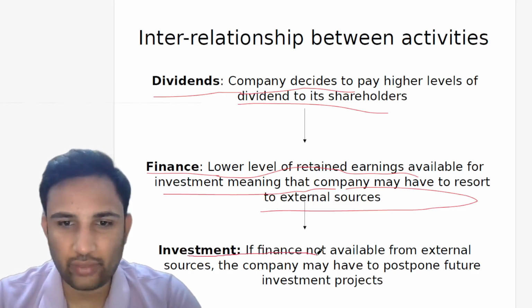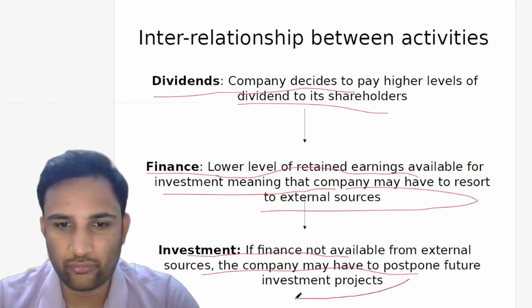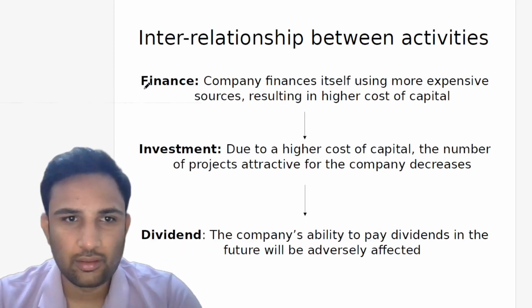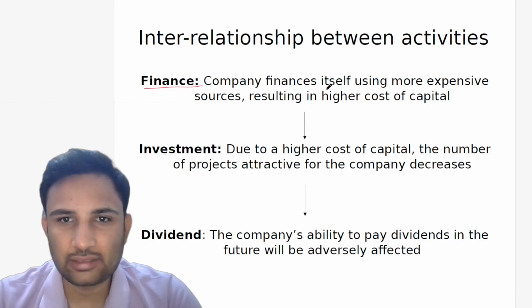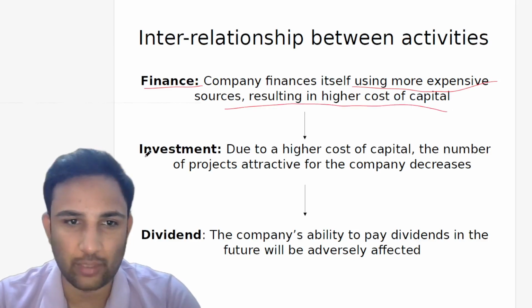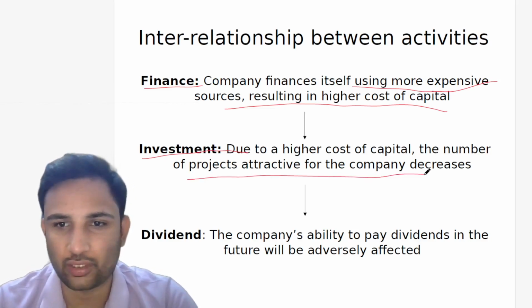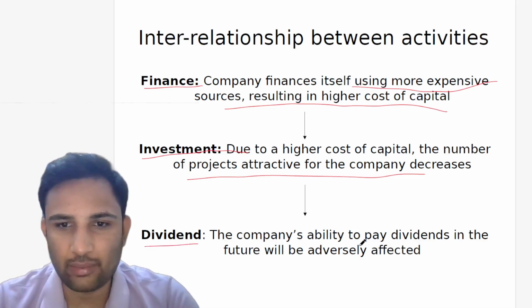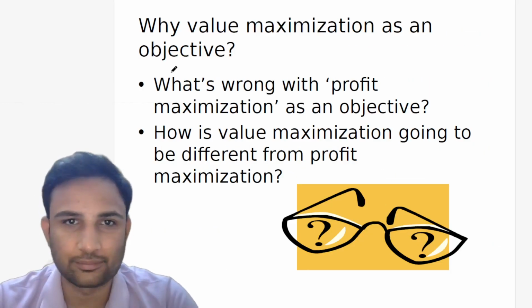On the investment side, if finance is not available from external sources, the company may have to postpone future investment projects. On the finance side, the company finances itself using more expensive sources, resulting in higher cost of capital. On the investment side, due to a higher cost of capital, the number of projects attractive for the company decreases. Dividend: the company's ability to pay dividends in the future will be adversely affected.